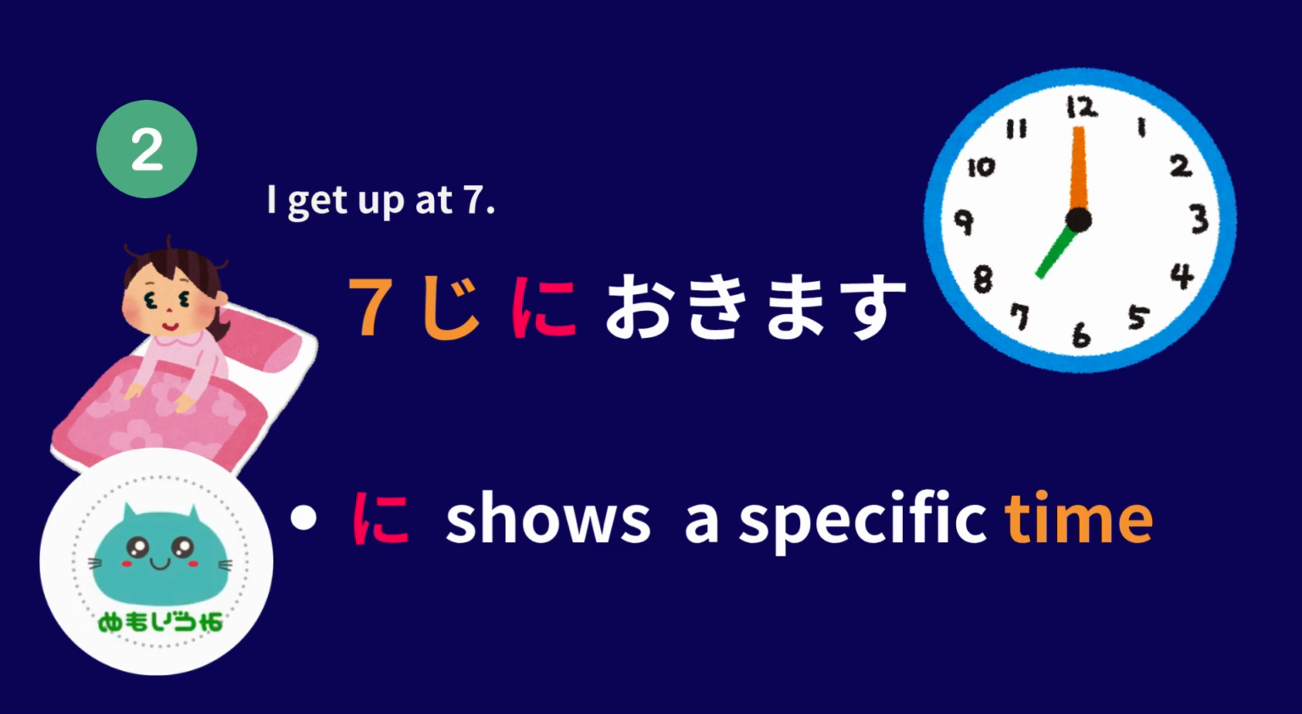So this is the second one. What does ni do? Ni also marks a specific time. For example, 7時に起きます. That means I get up at 7.